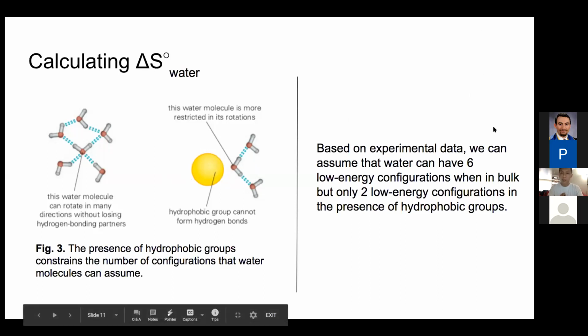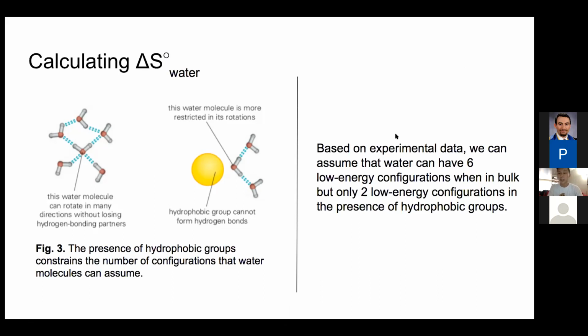So experimentally, we make a second assumption. First, we say that in an unfolded protein or water in bulk, when there are no hydrophobic groups, a single water molecule has 6 available low energy configurations. What this means is that if I have a single water molecule, there are 6 ways I can orient it such that hydrogen bonding is satisfied. And again, this is of course an oversimplification, because water molecules don't exist in discrete configurations. There is a range of possible angles, but this is sufficient for our calculation.